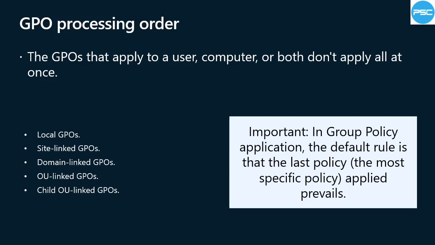In group policy application, the default rule is that the last policy, the most specific policy applied, prevails. For example, a policy that restricts access to the Control Panel applied at the domain level could be reversed by a policy applied at the OU level for the objects contained in that particular OU. If you link several GPOs to an OU, their processing occurs in the order that the administrator specifies on the OU's Linked Group Policy Objects tab in the Group Policy Management Console.